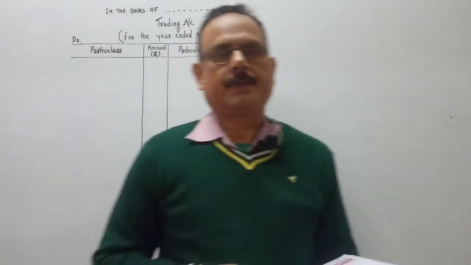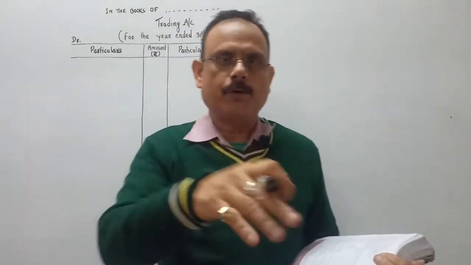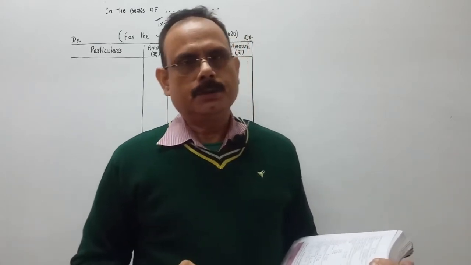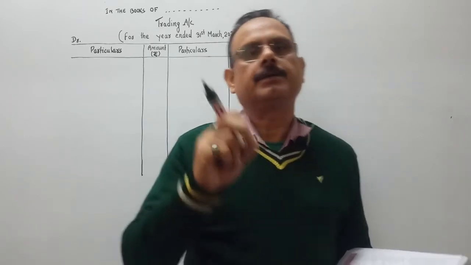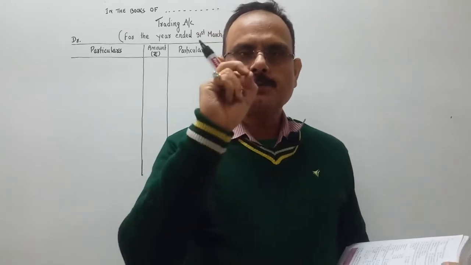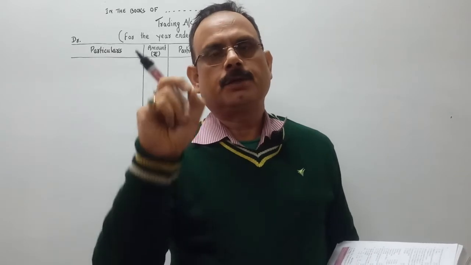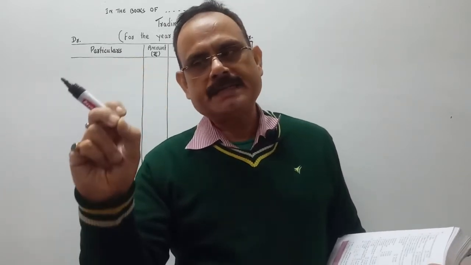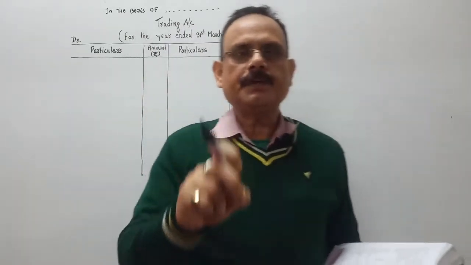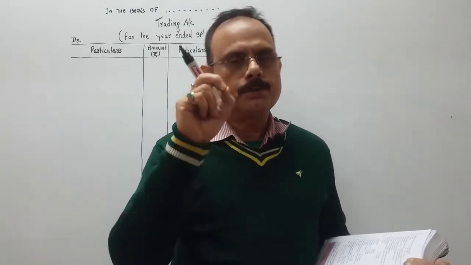Now coming to one question related to trading account, which we have already discussed. In trading account, what do we calculate? We calculate gross profit or gross loss. Gross profit is equal to net sales minus cost of goods sold. If net sales exceed the cost of goods sold, then it's a gross profit. Vice versa, if cost of goods sold exceeds the net sales, then it's a gross loss.